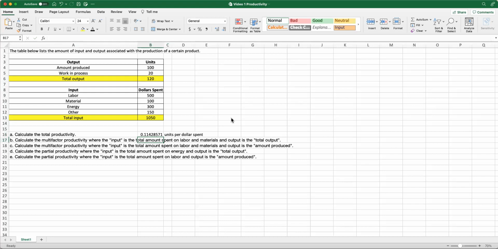You may see cases where instead of dollars, we are analyzing in terms of hours. That is perfectly fine. So if that were the case, you could say, for example, units per hour, or you might be looking at inputs in terms of minutes, then you would say units per minute. That will just depend on the scenario that you are working on. Okay, so this is the total productivity measure.